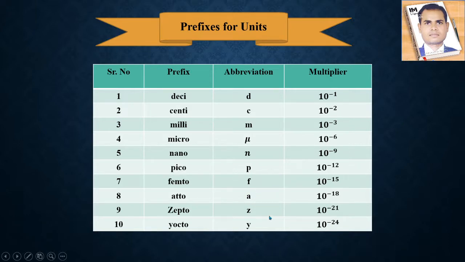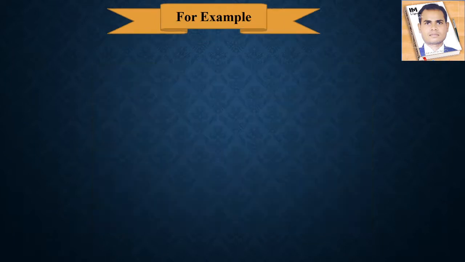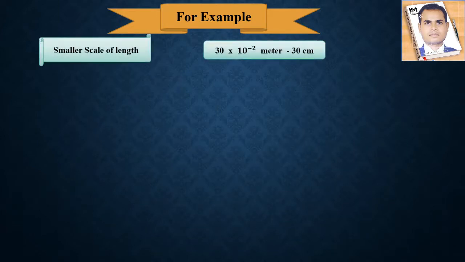So all these abbreviations and multipliers of prefixes we have to remember for calculation purposes. For example, if you calculate on the smaller scale of length, you can write 30 into 10 raised to minus 2 meter as 30 centimeter. So this is the bigger unit and this is the smaller unit. In this way you can convert centimeter into meter by writing 10 raised to minus 2, or meter into centimeter.